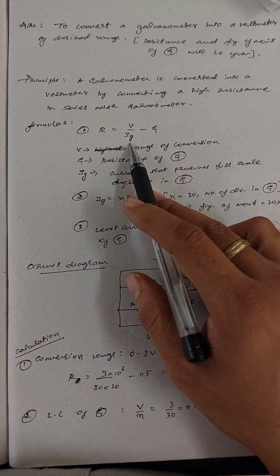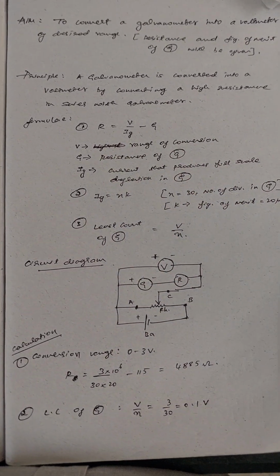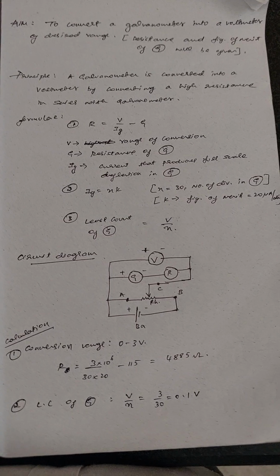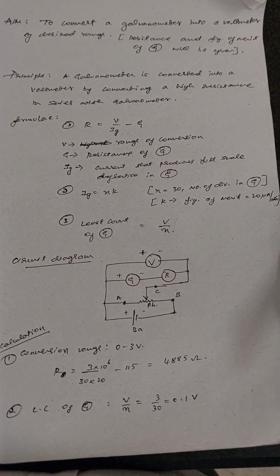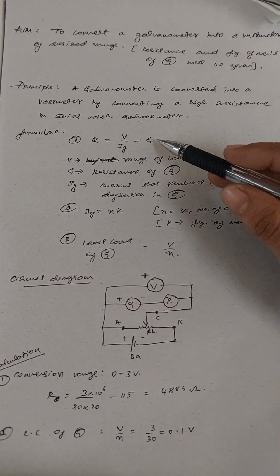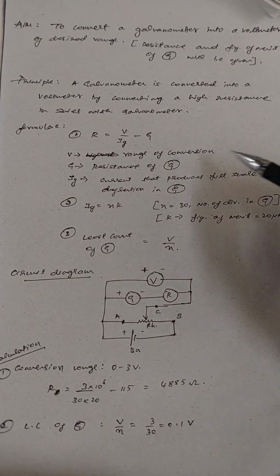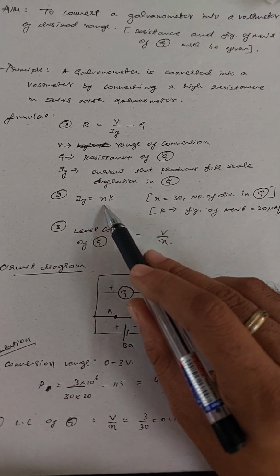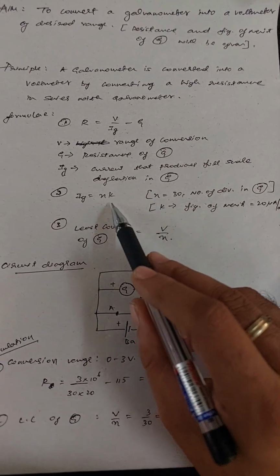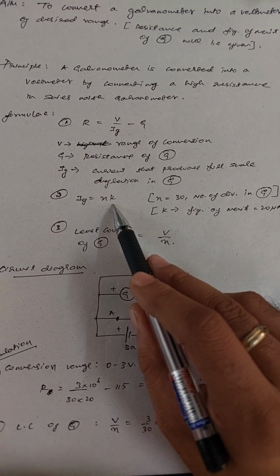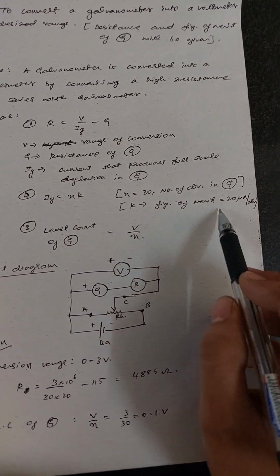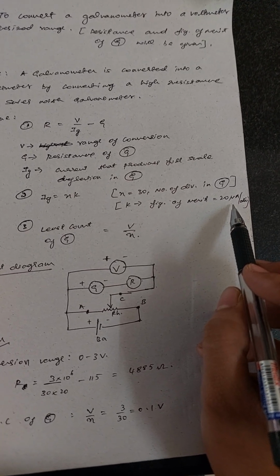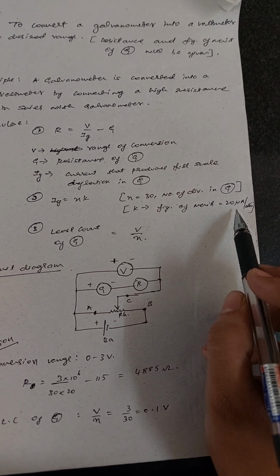What is Ig? Ig is the current that produces full scale deflection in the galvanometer. So in the galvanometer usually we have 30 divisions. So a current that produces 30 divisions of deflection is Ig. Capital G is the resistance of galvanometer. Note that capital G will be given to you, and Ig is N into K, where N is the number of divisions in the galvanometer, which is 30. K will be given. K is nothing but the figure of merit of the galvanometer, and it is given to be 20 microamps per division. That means 20 microamps of current is required to produce 1 division of deflection in the galvanometer.